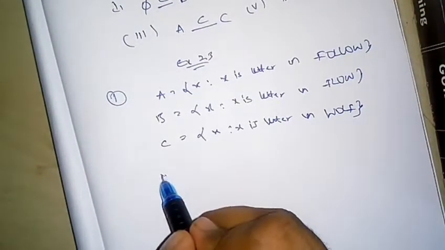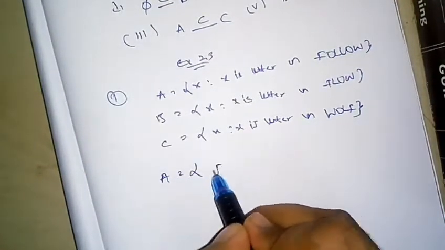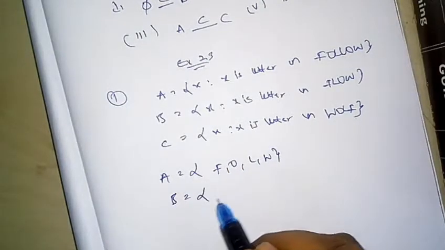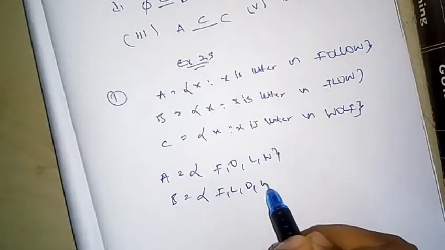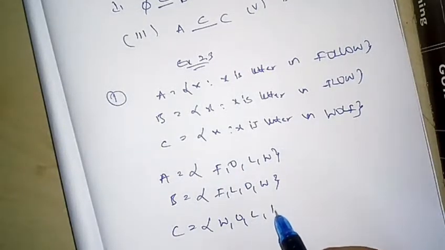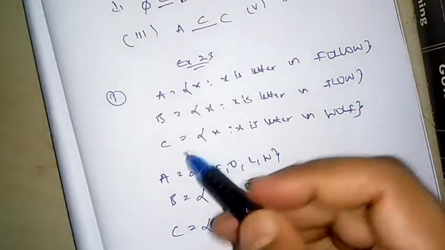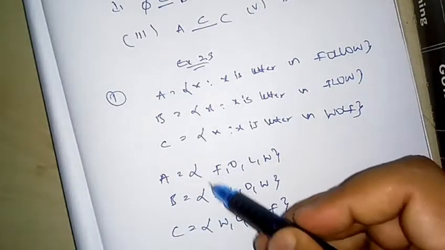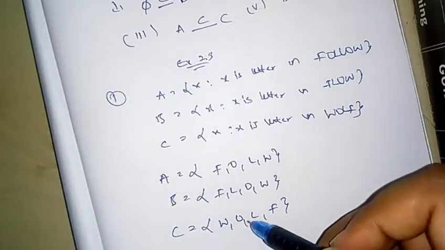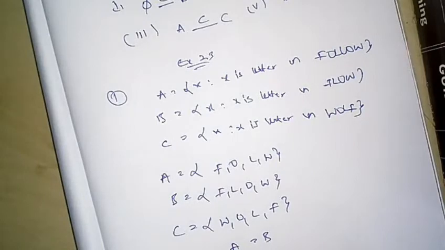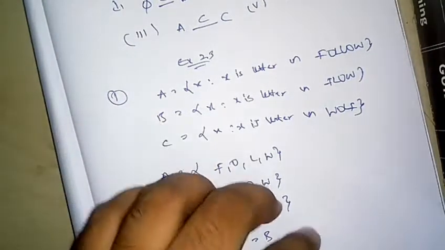Now, if you observe, A is equal to {F, O, L, W} and B is equal to {F, L, O, W}. C will be equal to {W, O, L, F}. So all the elements present in A are there in B and in C. All elements present in B are there in A and C. All elements present in C are there in A and B. Therefore, A is equal to B, B is equal to C, C is equal to A. All these three sets are equal sets.